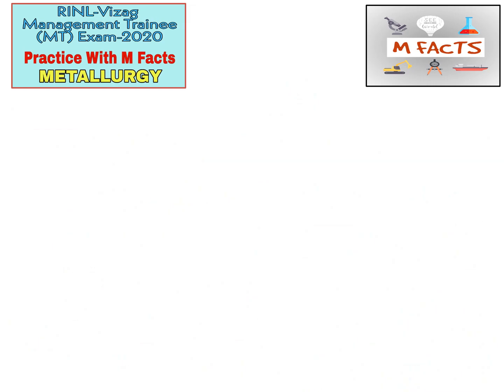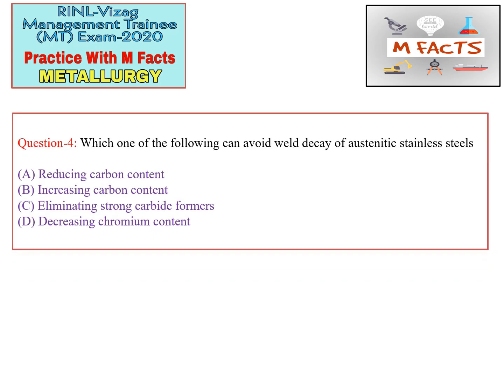So the next question is, which one of the following can avoid weld decay of austenitic stainless steel? Okay, so weld decay is a problem for austenitic stainless steel. This is also known as intergranular corrosion. So options are given: A part is reducing carbon content, B part is increasing carbon content, C part is eliminating strong carbide formers, D part is decreasing chromium content.